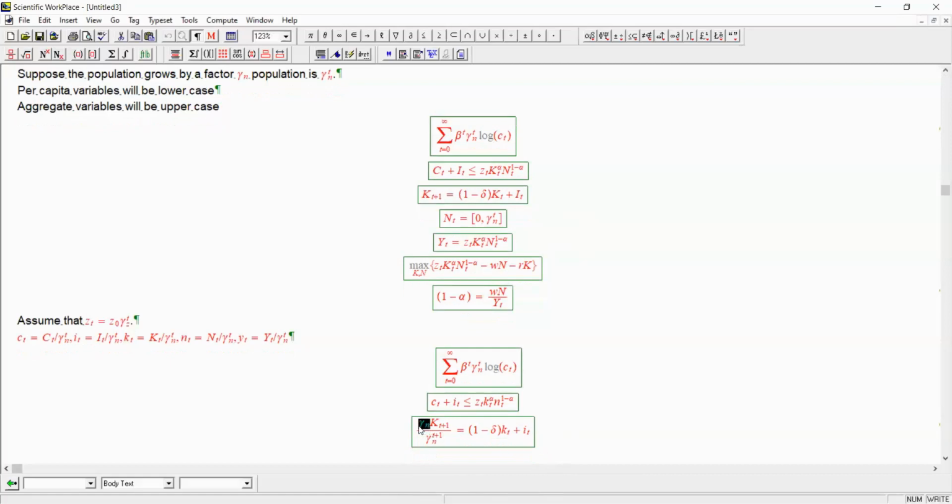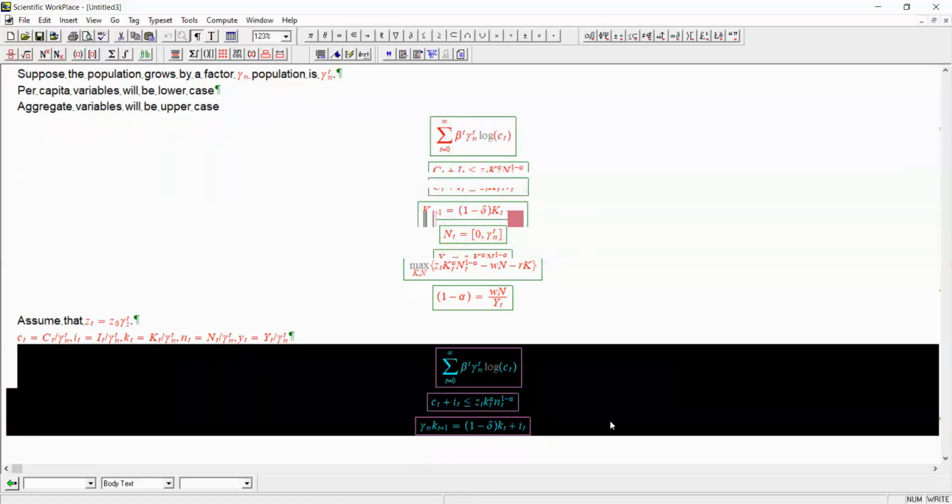Now, this is small k_t+1, capital per capita. And so we see that the capital accumulation function does not remain unchanged, because we have this extra factor here that is going to make, probably in a quantitative sense, a small difference, but nonetheless, it is a difference that makes this problem different from this problem.